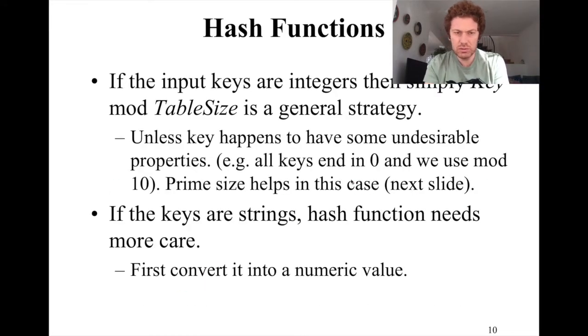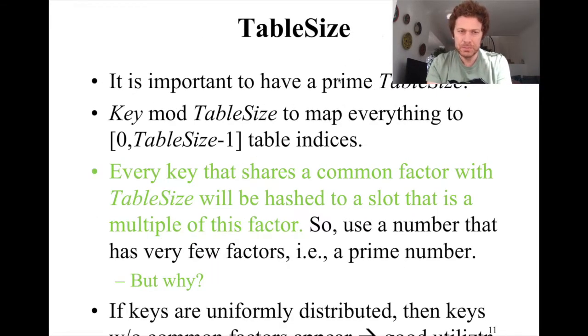So let's start with this prime table size issue. Keep in mind, I will be using key mod table size. So here is the fact: every key that shares a common factor with the table size will be hashed to a slot that is a multiple of this factor. So for now, let's just believe this statement. There will be a nice explanation later. But if this is the case, then again, let me read it again. Every key that shares a common factor with the table size.